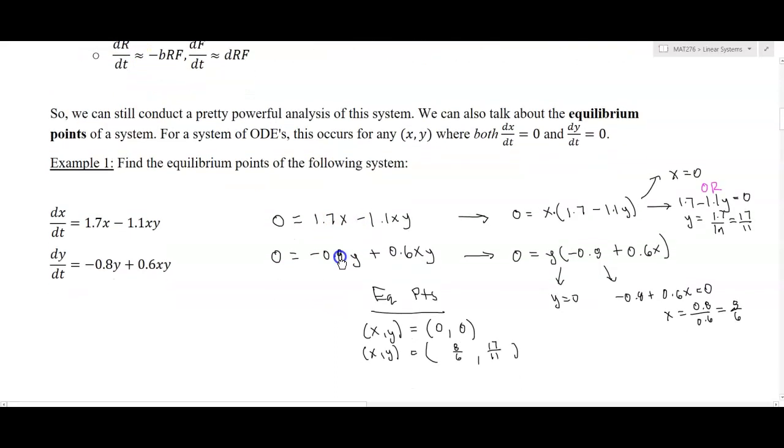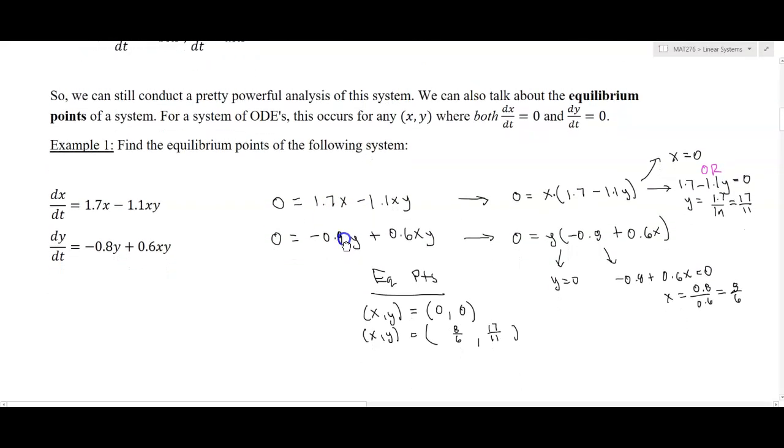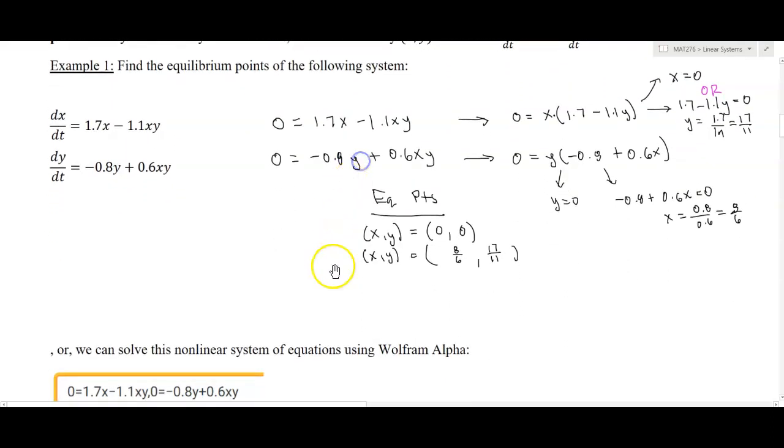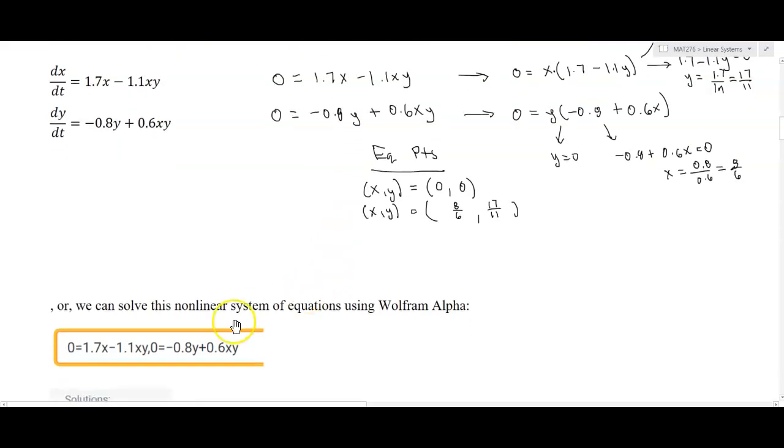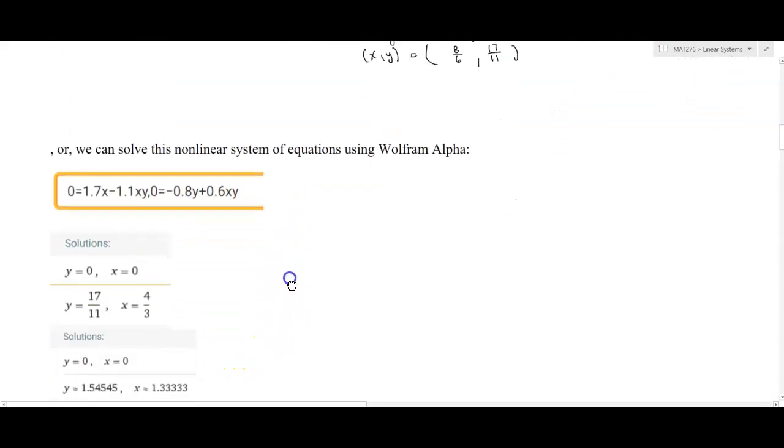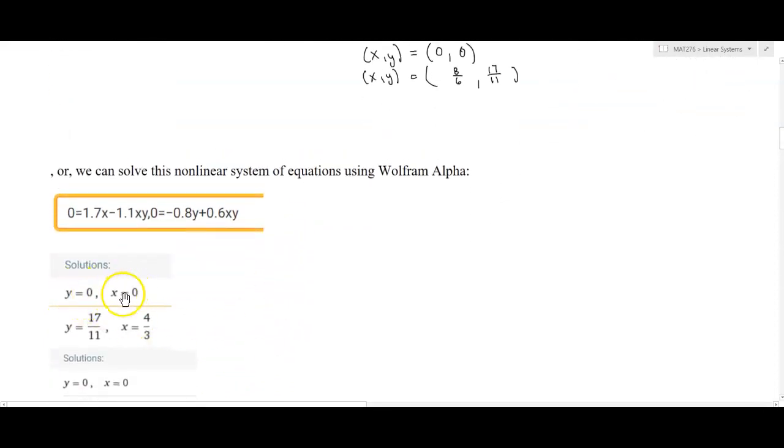Now this can become kind of tedious solving these. I thought it would be valuable just to see how one would compute these algebraically, but we can also solve a system like this with Wolfram Alpha, which can do that heavy lifting for us. So all I've input into Wolfram is 0 equals 1.7x minus 1.1xy, comma, 0 equals negative 0.8y plus 0.6xy. And if I scroll down far enough, I'll see the two solutions. y is 0, x is 0. That matches our equilibrium point that we found first. And then the second one, x is equal to 4/3, y is equal to 17/11. Well, it's the same thing as 8/6.